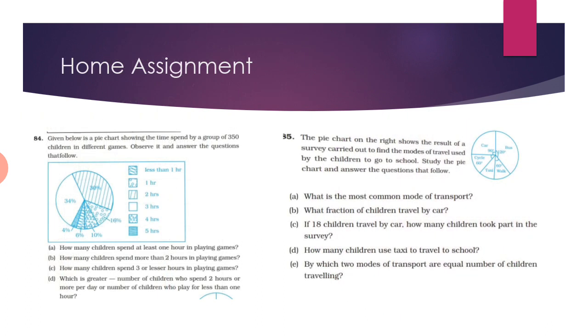Now this is a home assignment which I have given you. Here there is no construction given. In the next video which I make, I'm going to give you some constructions. But here you basically have to interpret the pie chart. All the details are given inside the pie chart. You just have to answer these questions A, B, C, D. And these are questions number 84 and 85 of your exemplar.